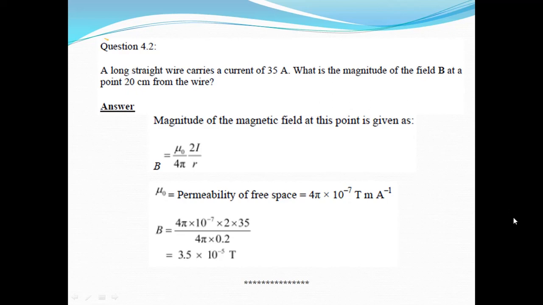Now mu 0 has a value 4 pi into 10 to the power minus 7 Tesla meter per ampere, and therefore when you substitute the values, you have the value of current I as 35 ampere and R as 20 centimeter, which you have to convert into meters. So you get your final answer to be 3.5 into 10 to the power minus 5 Tesla.